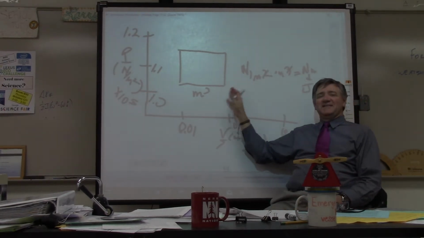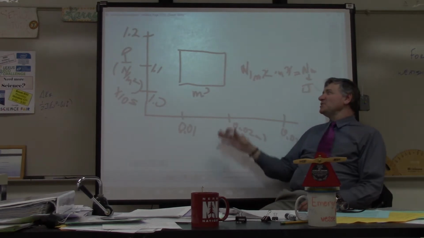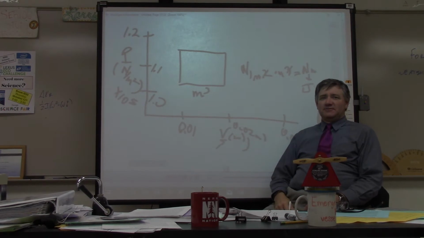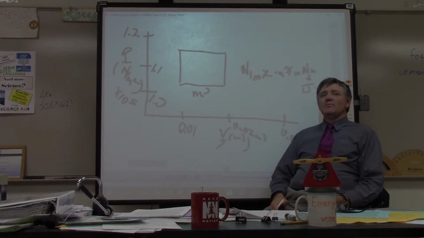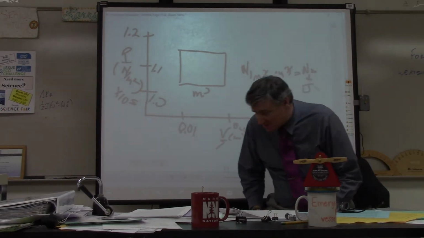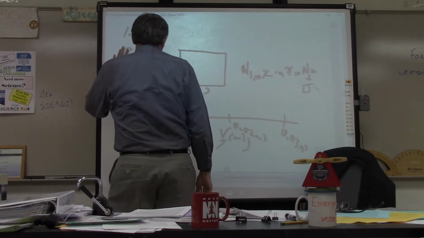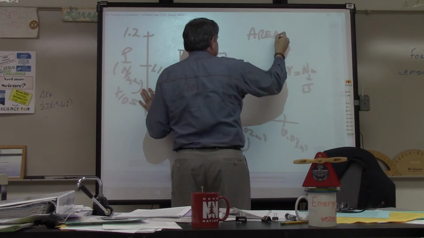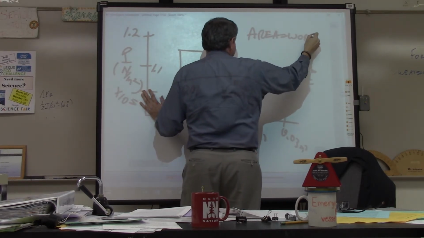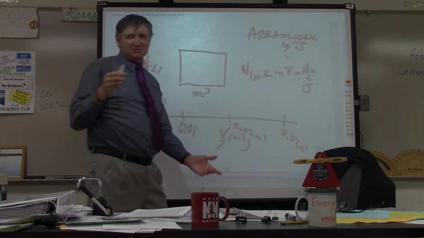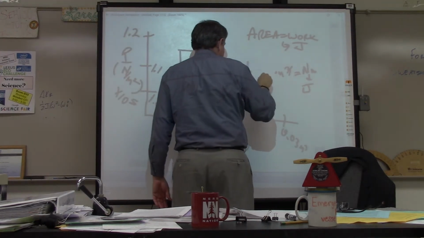So what do you think the area on a pressure volume graph gets you? Work. Measured in joules. So here's rule number one. The area on a pressure volume graph gives you work, measured in joules. Okay?